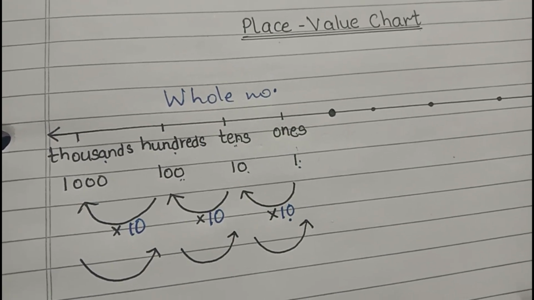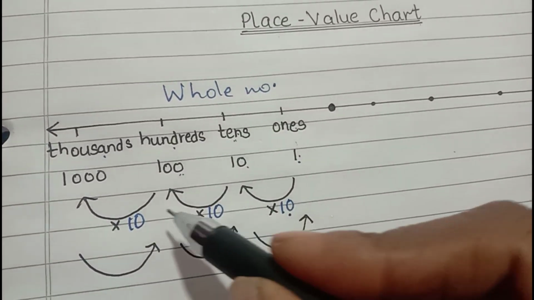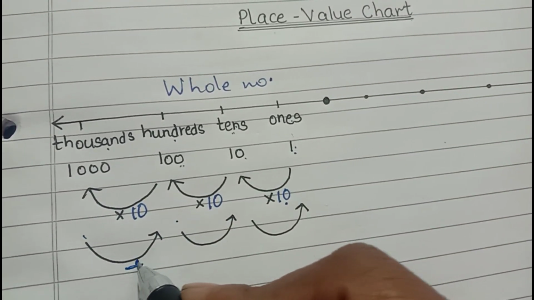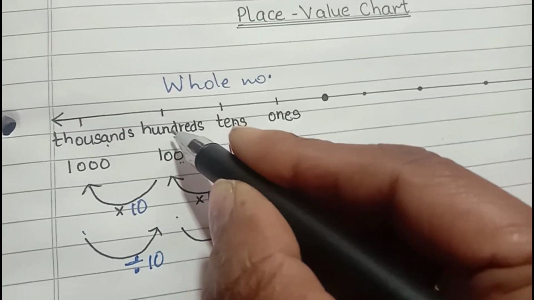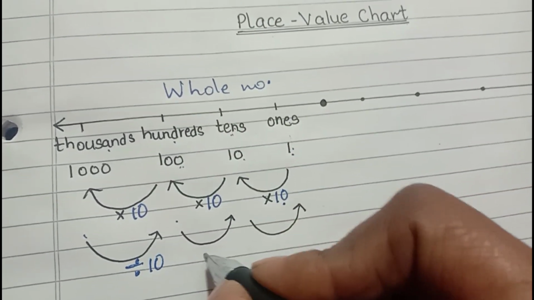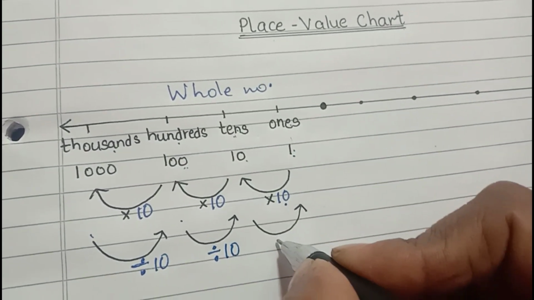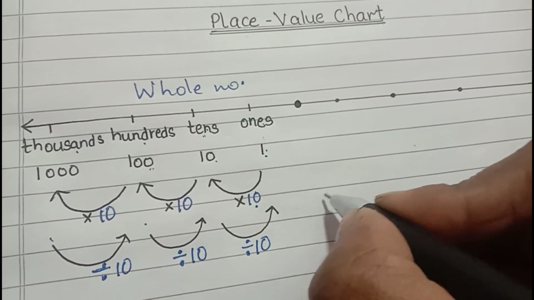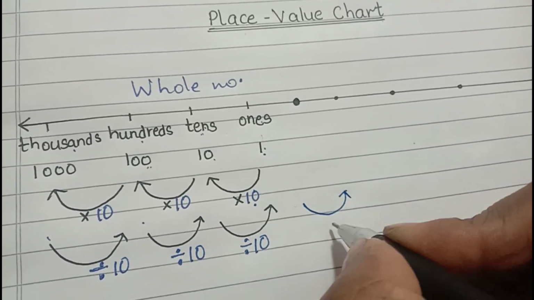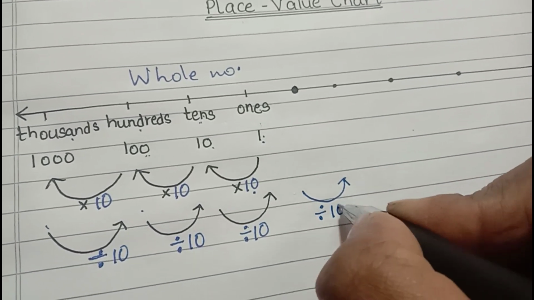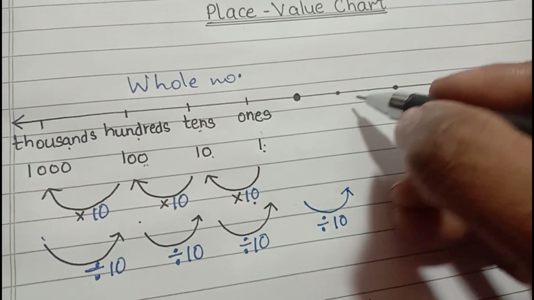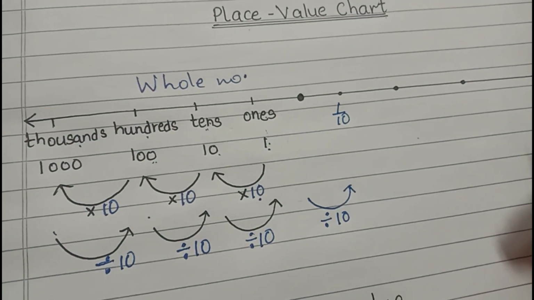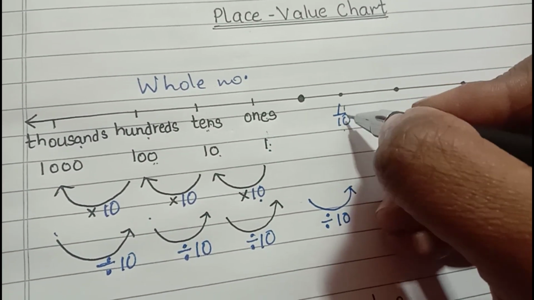If I see the vice versa, means if I have to go from the thousands place to the hundreds place, what will I do? I will divide by 10. Here, hundreds place to tens place, divide by 10. And here also divide by 10. Now children, if I divide by 10 again, after 1 it will become 1 by 10. When you divide it by 10, you will get 1 by 10.